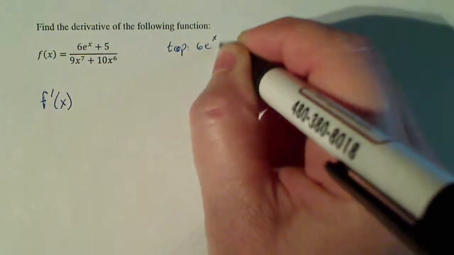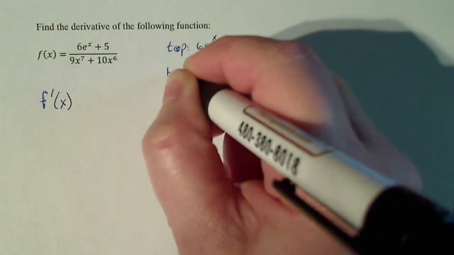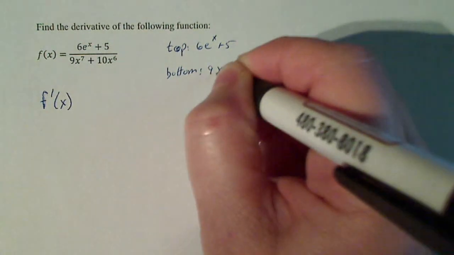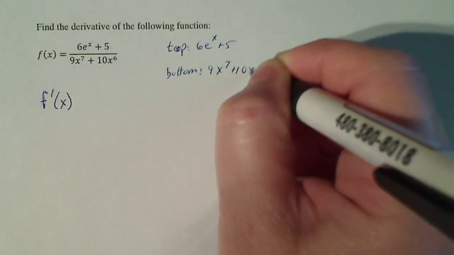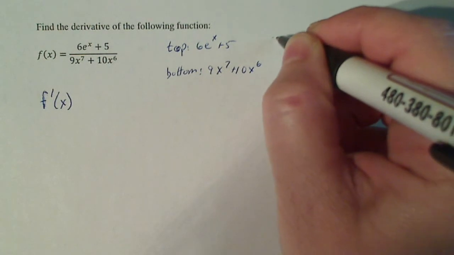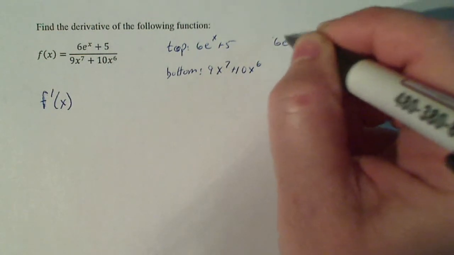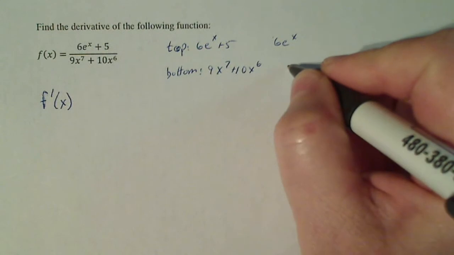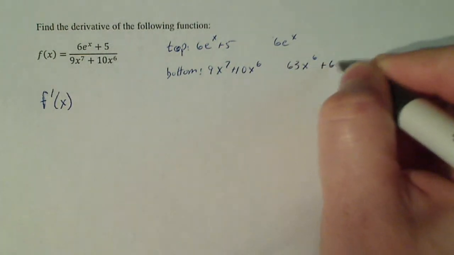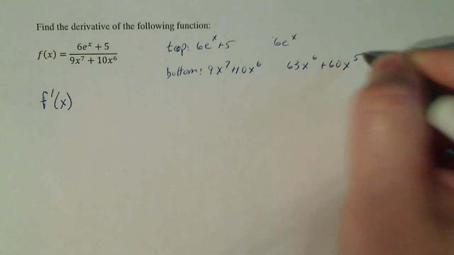6e to the x plus 5. And my bottom function is 9x to the 7th plus 10x to the 6th. And if I want to do the derivative of the top, that's going to be 6e to the x. I do the derivative of the bottom, 63x to the 6th plus 60x to the 5th.